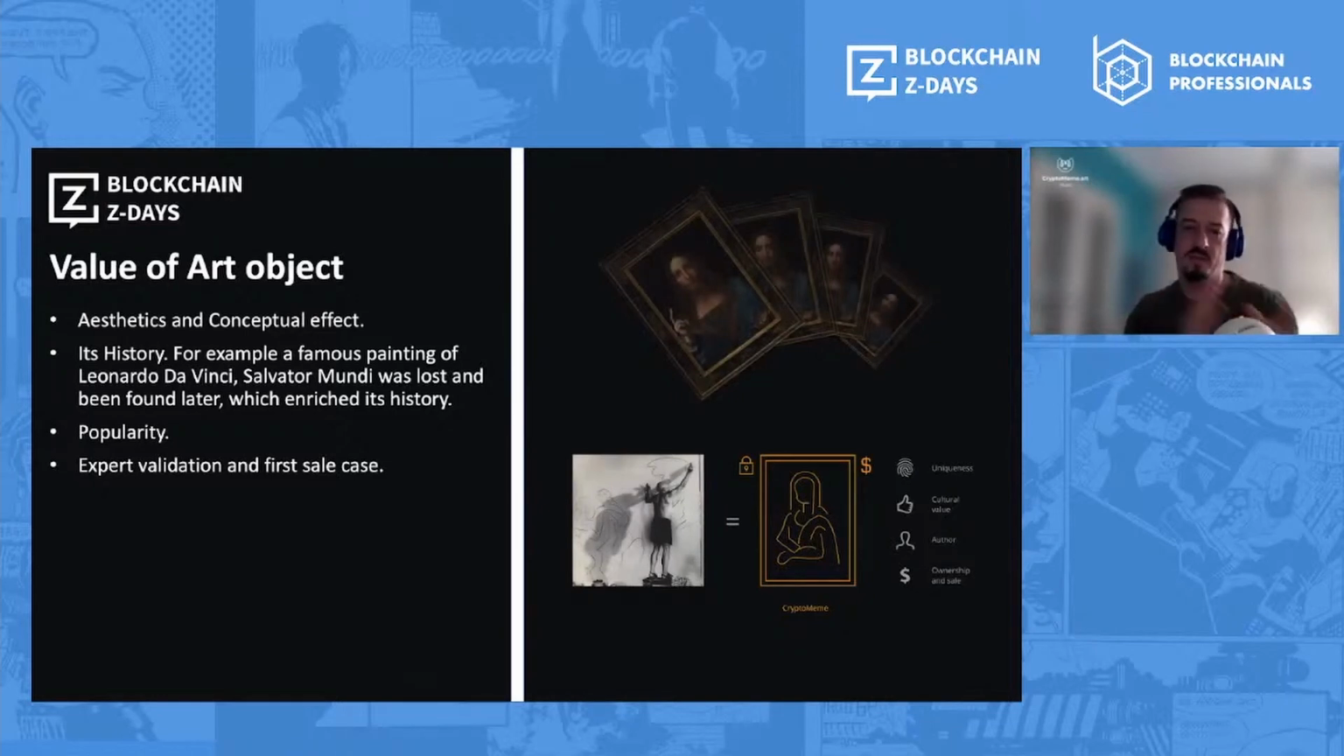It is based on aesthetics and conceptual effect, its idea. A well-known example is the painting Black Square by Malevich, which is a pure concept. Then its history: for example, the famous painting by Leonardo da Vinci, Salvator Mundi, was lost and found later, which enriched its history and in fact affected its price. It sold for about $500 million, as I remember. Popularity should be a well-known thing. Expert validation and the first sale case.